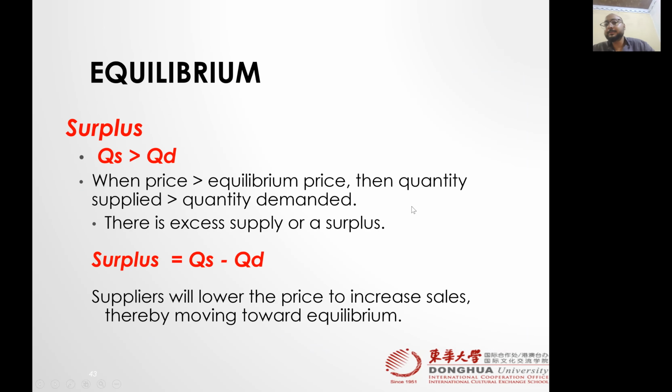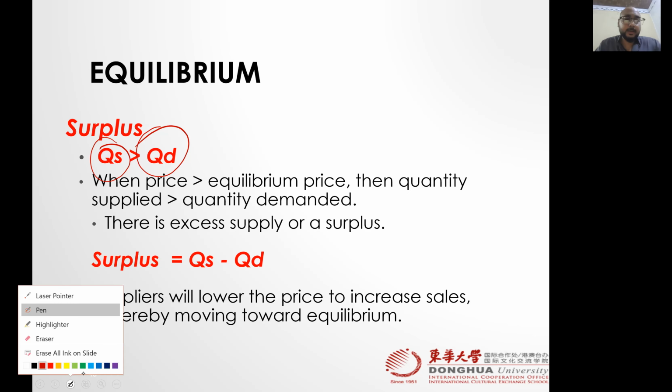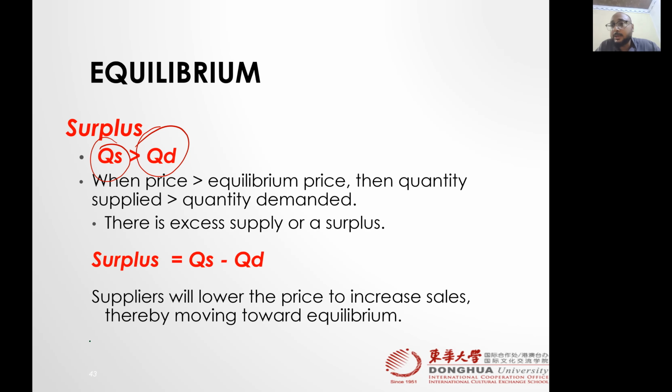Now let's talk about some advanced stuff. Surplus. If quantity supplied is greater than quantity demanded, we call this surplus. It means the supplier, the producer, will produce more than the customer demanded. So in that case, we call this excess supply. Surplus is equal to quantity supplied minus quantity demanded.